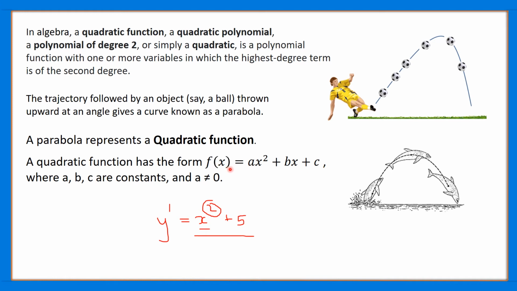f(x) = ax² + bx + c is the general form for a quadratic function, and it is also known as the standard form, where a should not be equal to 0.